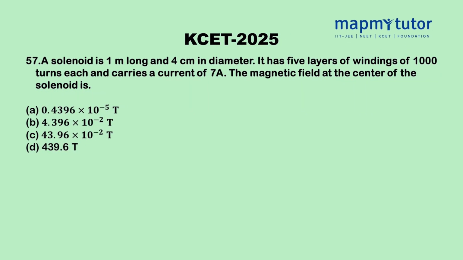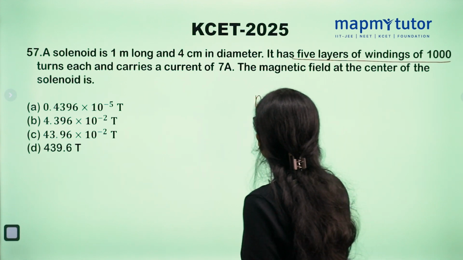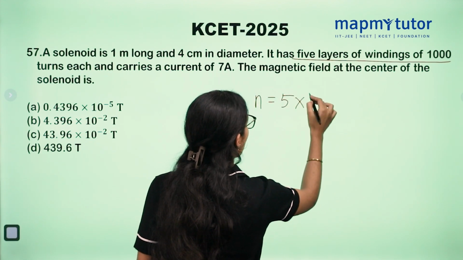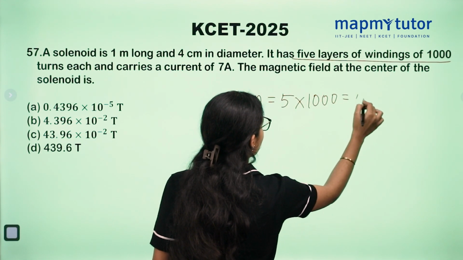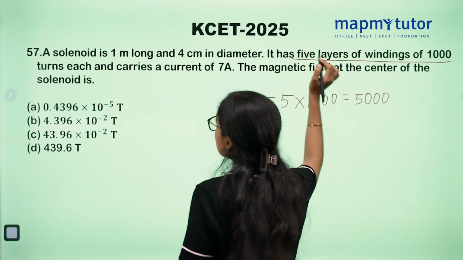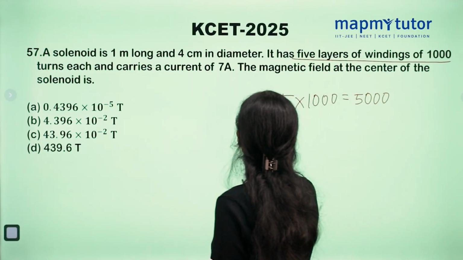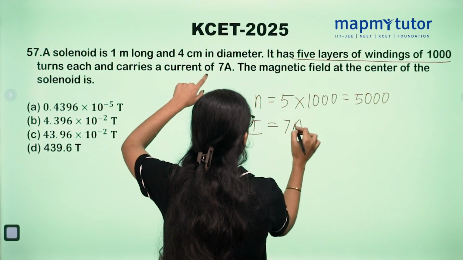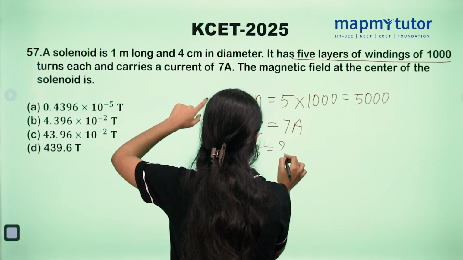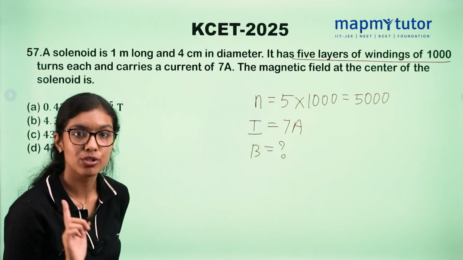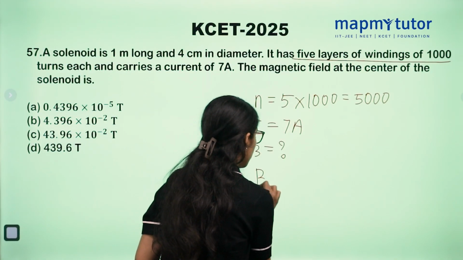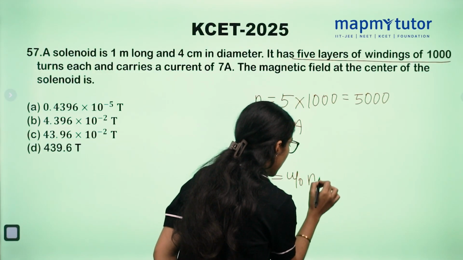Again, direct formula based. A solenoid is given of 1 meter long and 4 centimeter diameter. It has 5 layers. So n is nothing but 5 into 1000, 5000. And I is also given to you. Here we have been asked what is the value of B. What is the formula? By now the formula should click. Solenoid formula. B equal to mu naught n I.